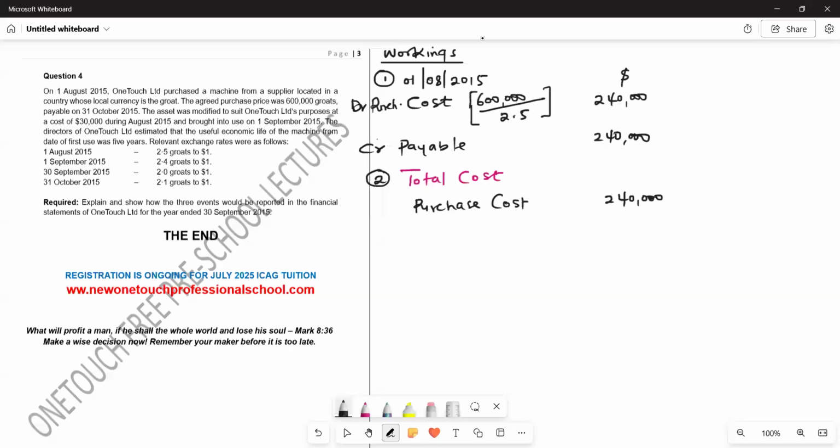So purchase cost is 240,000. Then they said modification, right? Yes, sir. So the modification cost will be added to the cost of the asset, right? Yes, sir. This is in dollars. So the total cost will now be 270,000.